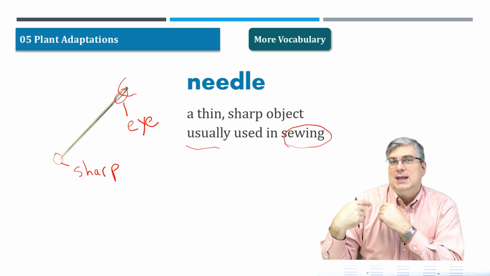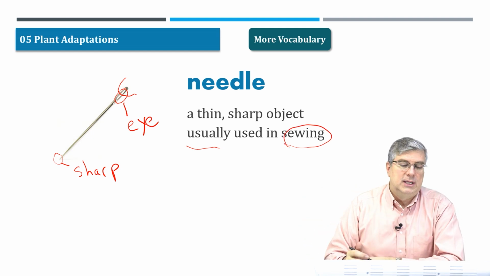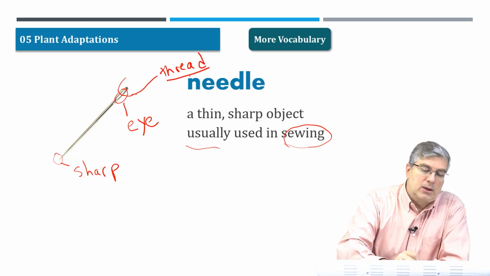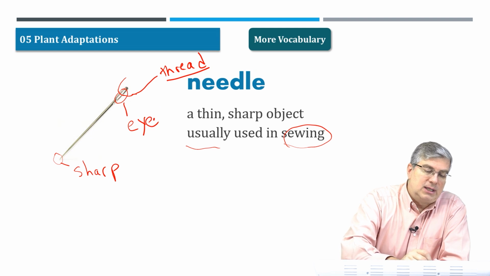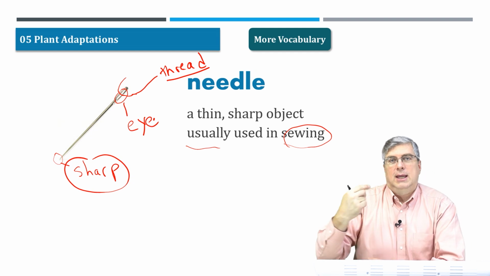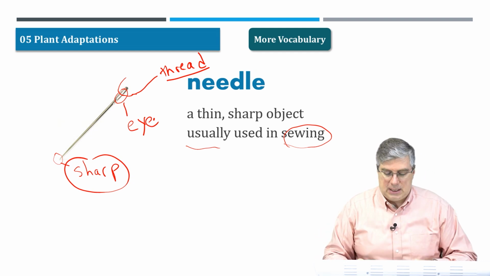Like I said, sewing, that's to repair your clothes. So you put the thread, this is the thread, you put the thread through the eye of the needle, and you use the sharp end to poke through the cloth, and you can sew up a hole in your clothing.